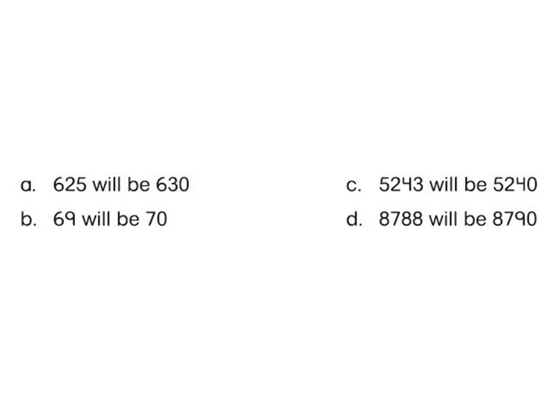625, since the ones place is 5, so it will go to the next 10. The next 10 that comes after 625 is 626, 27, 28, 29, 30. So it will be 630.